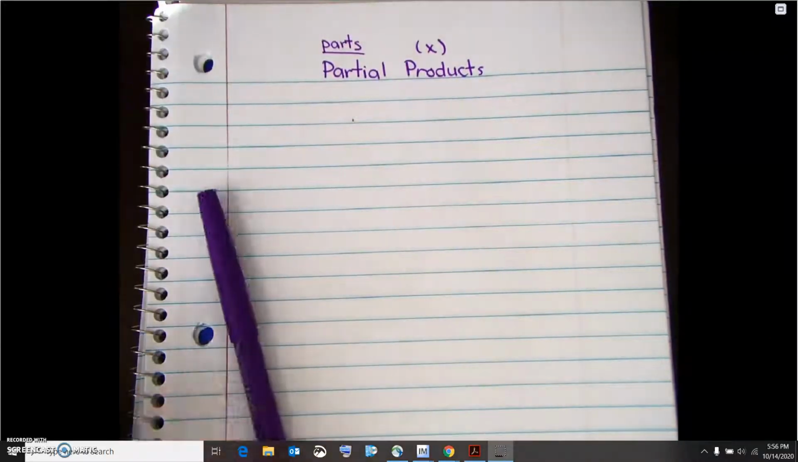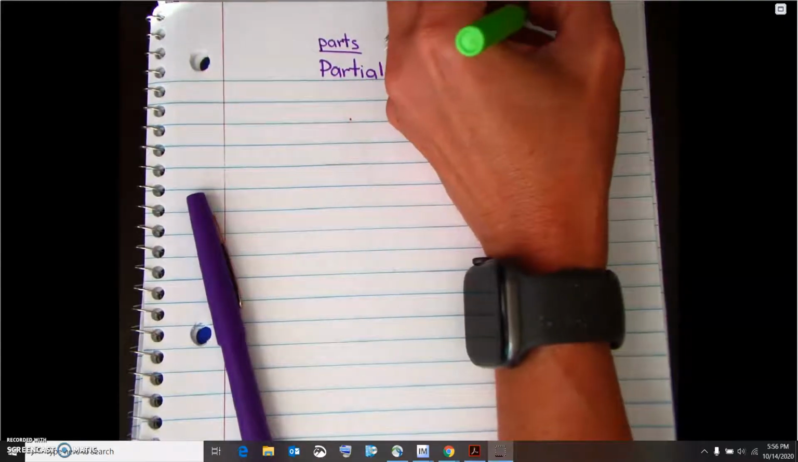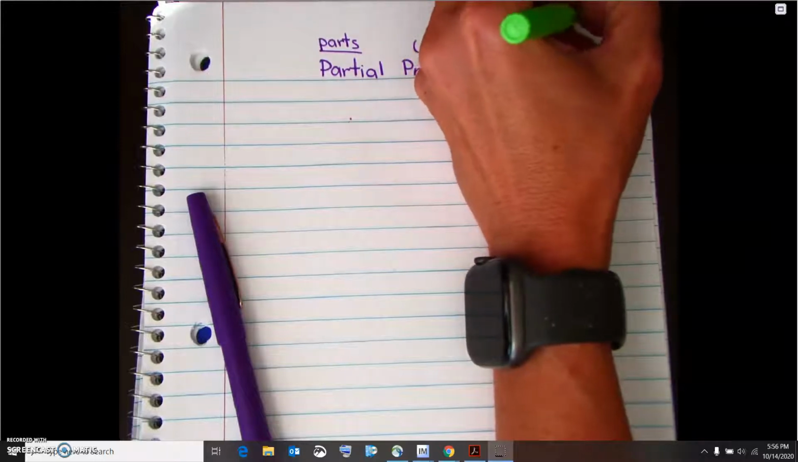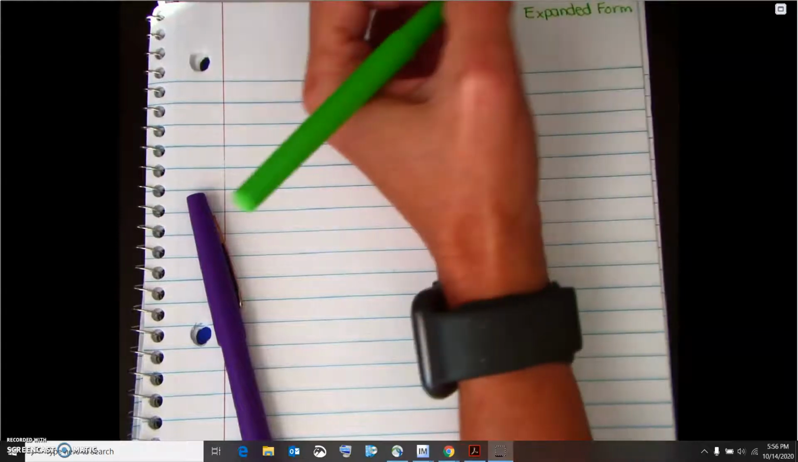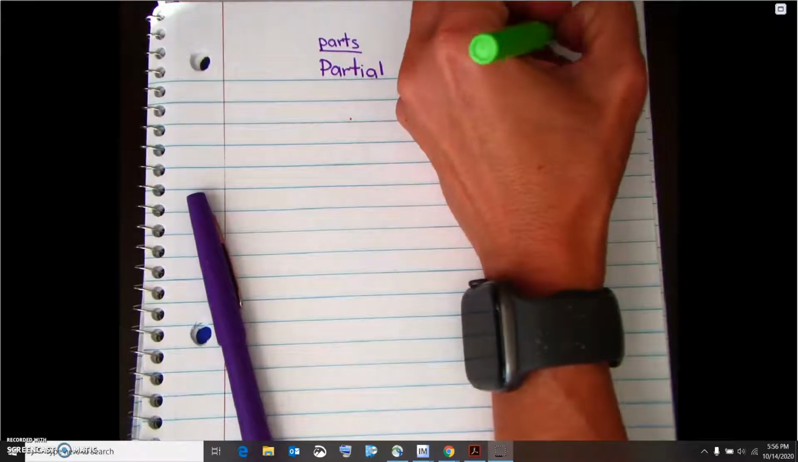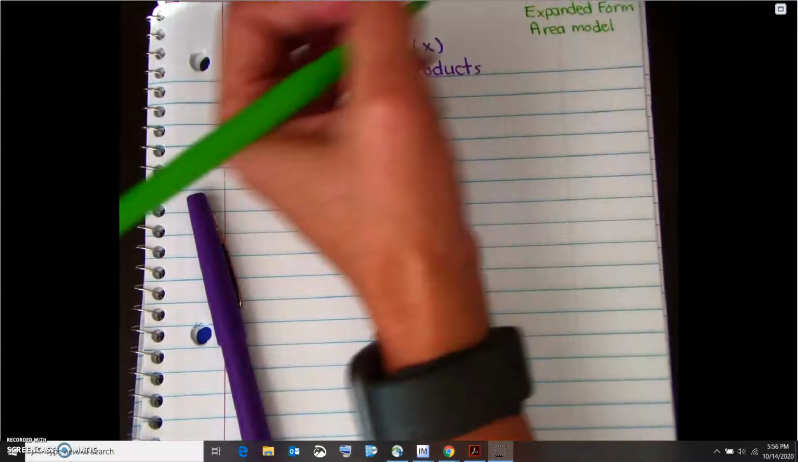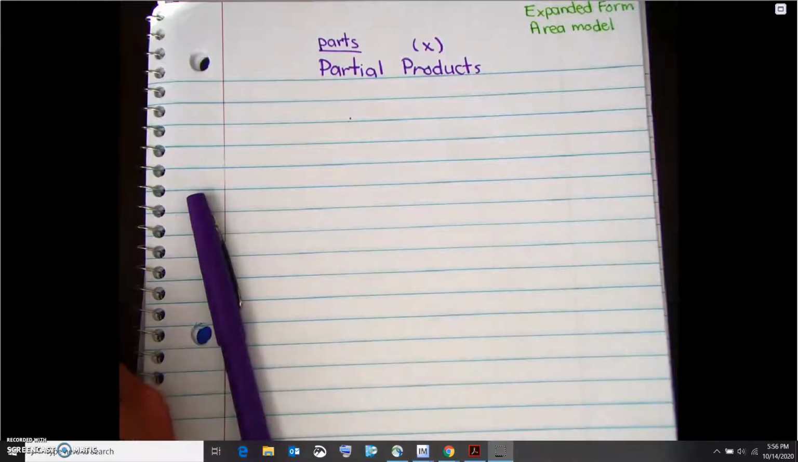So as a reminder, we have done expanded form, we have done area model, and now our third one is going to be partial products, and your job is to pick which one makes the most sense to you.